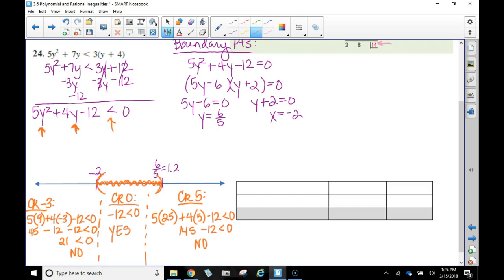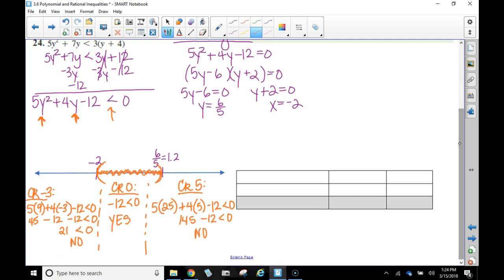Okay? So our solution set is written in interval notation. I'm going to scroll just a little bit, and maybe I'll have room to write that. Okay, I'll just write it above. Our solution set is going to be all the values from -2 up to 6/5. That's interval notation, or you could say -2 is less than all our values of y, which is less than 6/5. You could write it in that form as well.